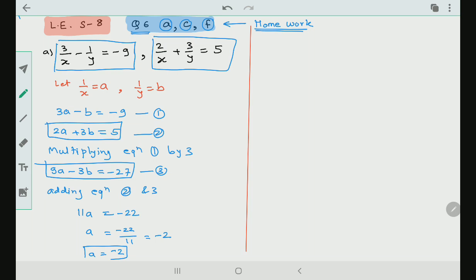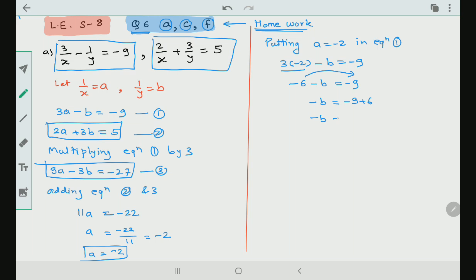Putting this value in any of the equations above, I think equation number 1 is better for this. I'm going to put a equal to minus 2 in equation 1. So what do I get? 3a, that is 3 into minus 2, minus b is equal to minus 9. What is 3 into minus 2? Minus 6, minus b is equal to minus 9. Shifting minus 6 to the other side, I get minus b is equal to minus 9 plus 6. So minus b is equal to minus 3, b is equal to 3, and that's the answer.